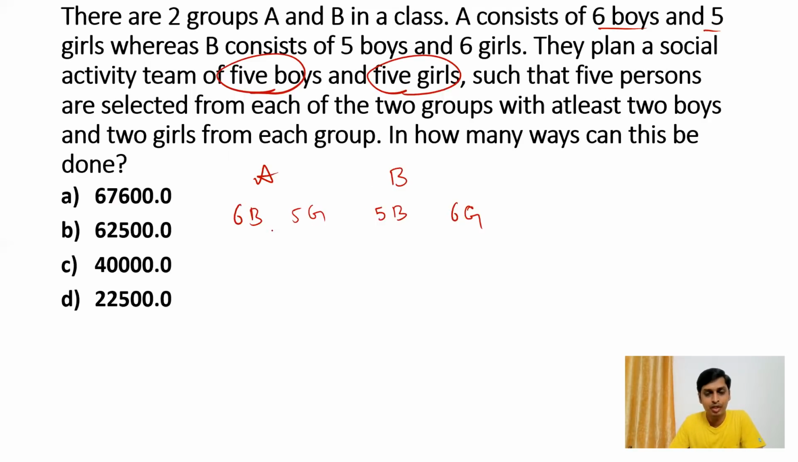So you have 6 boys and 5 girls. So we can select at least 2 boys from the six boys, right? So from the 6 boys, you select 2 boys.